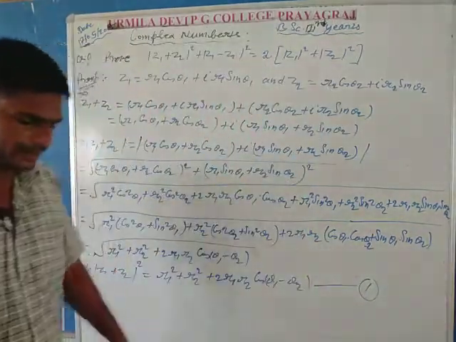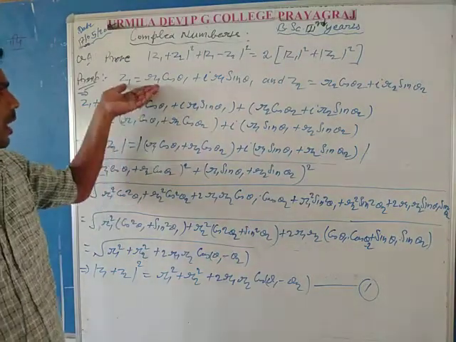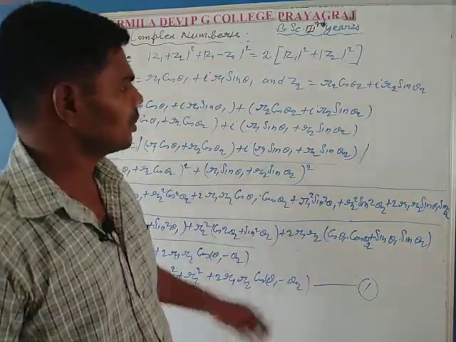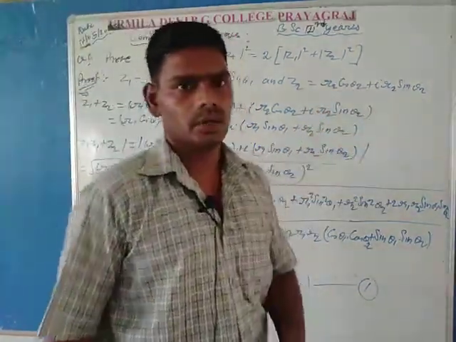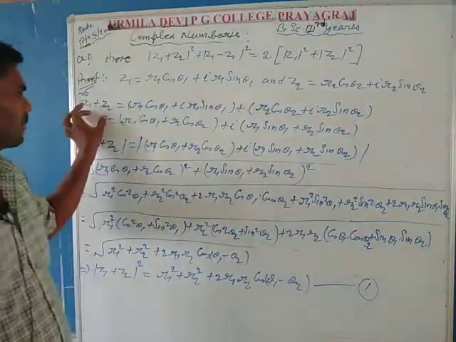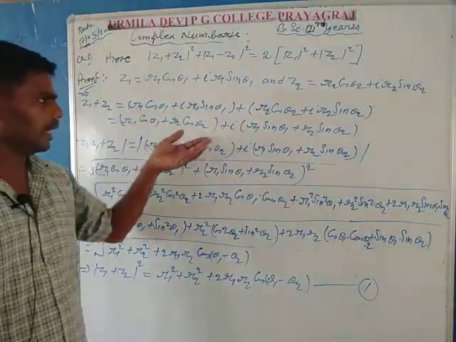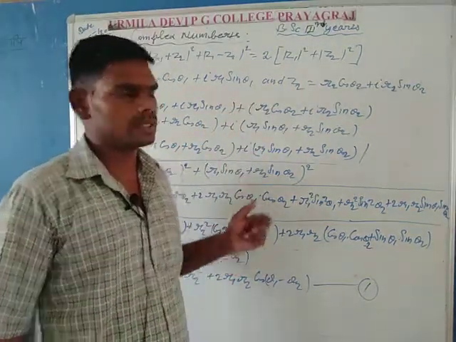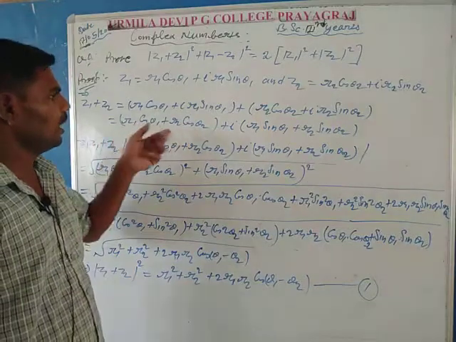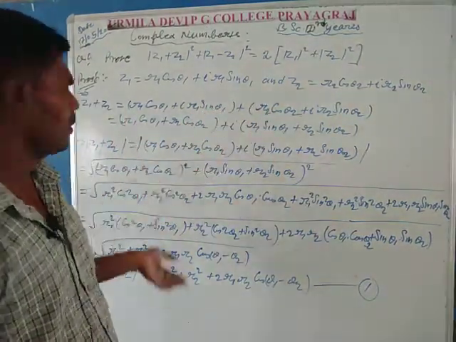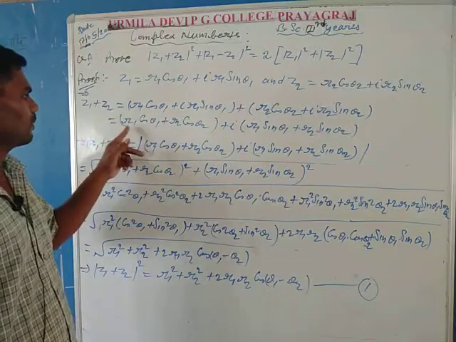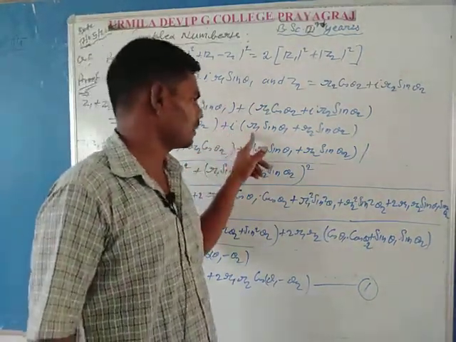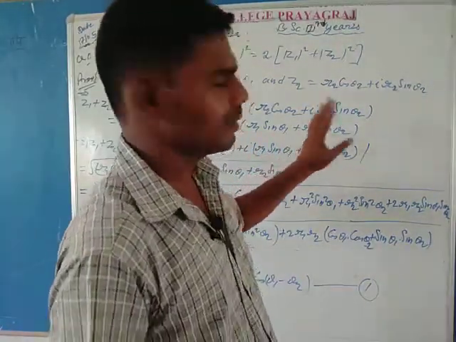So in the first equation, it is clear that putting the value of Z1 equal to R1 cos theta 1 plus I times R1 sin theta 1 and Z2 equal to R2 cos theta 2 plus I times R2 sin theta 2, first calculate the value of Z1 plus Z2. By the addition rule of complex numbers, adding real with real and imaginary with imaginary, Z1 plus Z2 is equal to R1 cos theta 1 plus R2 cos theta 2 plus I times R1 sin theta 1 plus R2 sin theta 2.